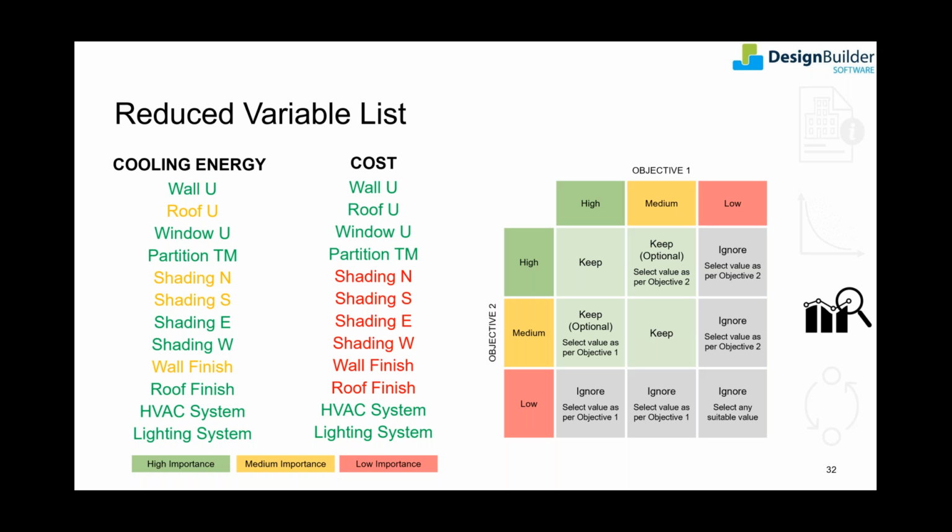The key points are that if a design variable has high or medium importance for both the objectives, then it should be kept in the simplified optimization. If it has low importance for both the objectives, then it can be removed and the designers can choose any suitable option. However, if design variable has high or medium importance for one objective and low importance for another, then it can be removed from the simplified optimization as well.